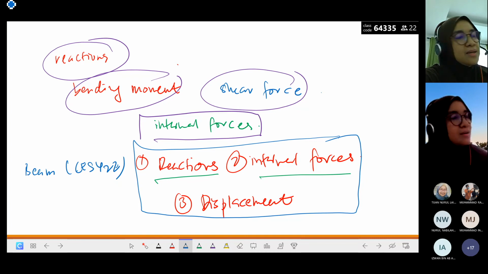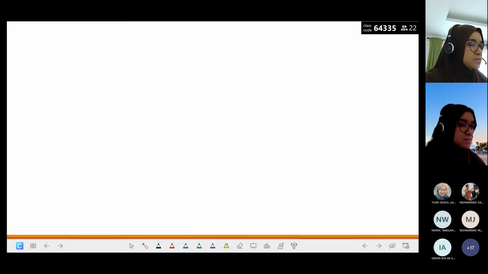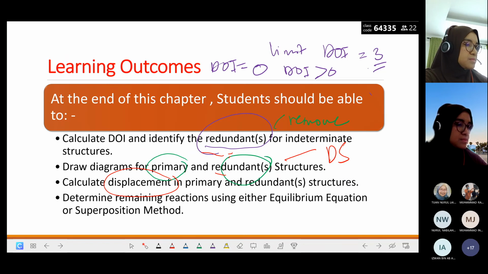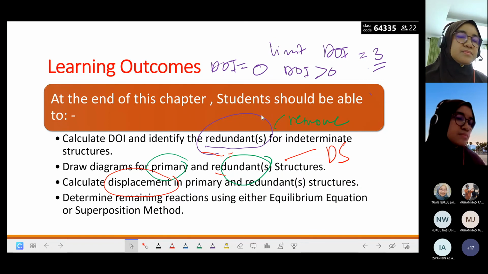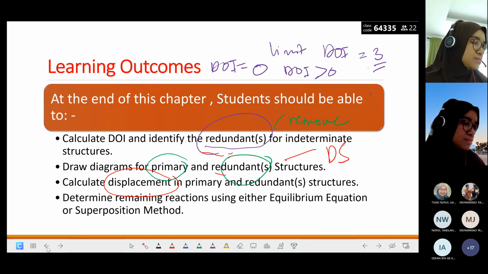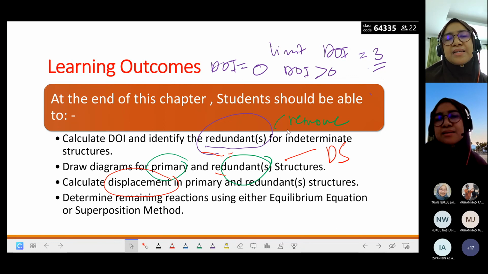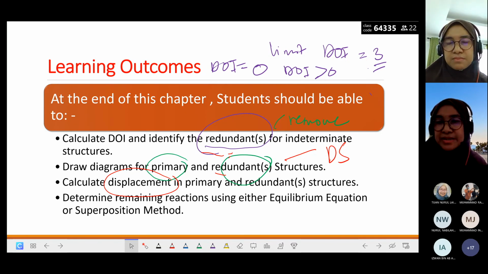Kena buka buku lama balik ni. What is it? Apa tadi? Class, please respond. 3 goals whenever you learn structural analysis. What is it?